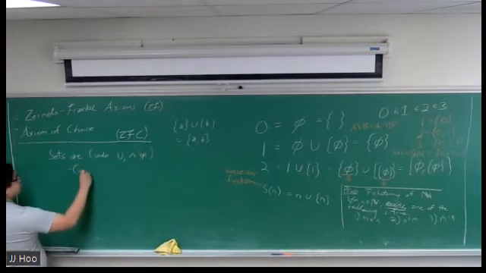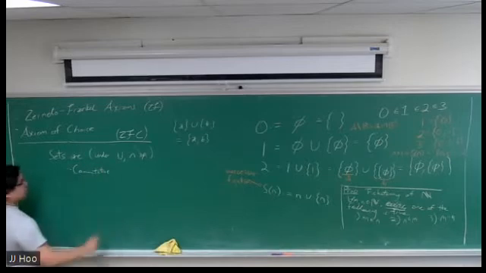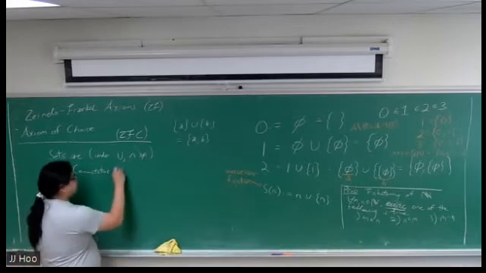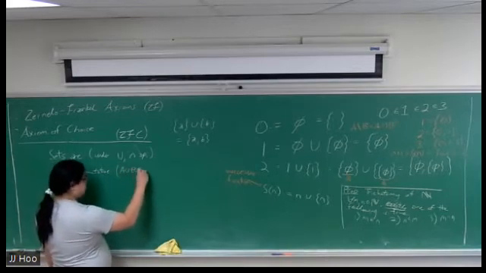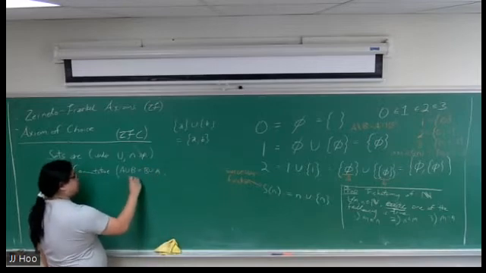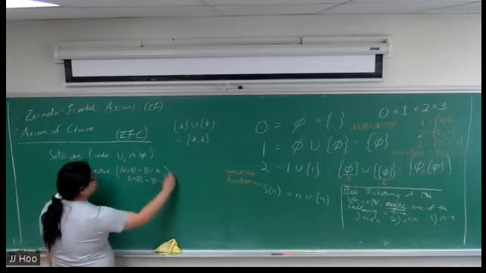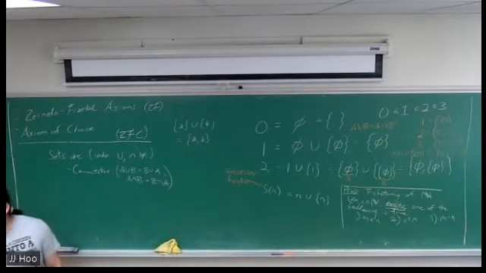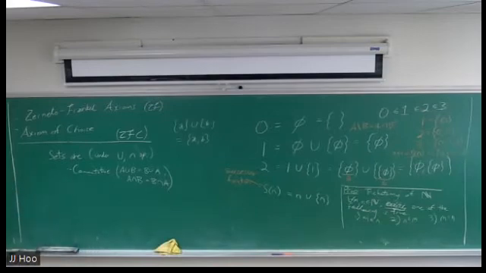The commutative law. This means that for any two sets A and B, A union B equals B union A, and A intersect B equals B intersect A. This would make sense, right? If I'm just comparing two sets and drawing a Venn diagram, it doesn't matter what I label them, the union is going to be the same, the intersection is going to be the same. There's no difference when I compute this.